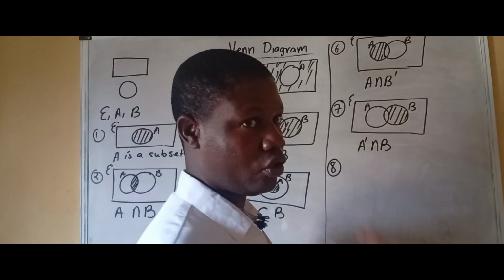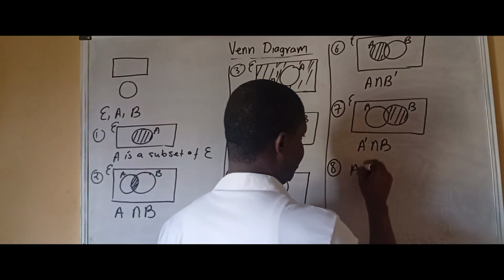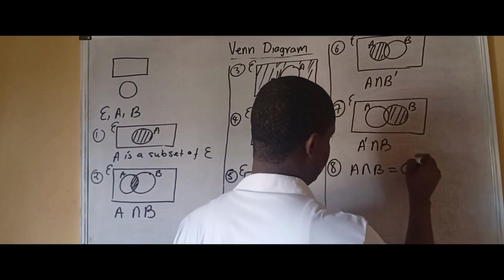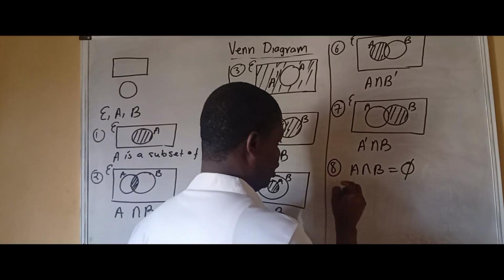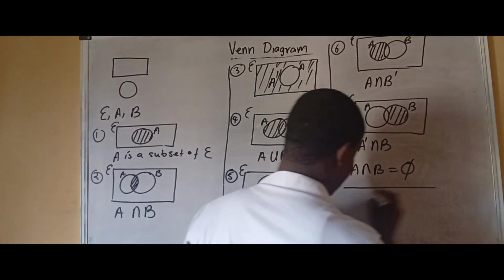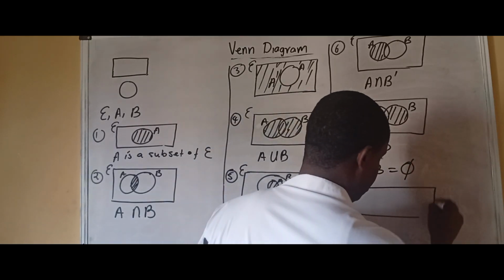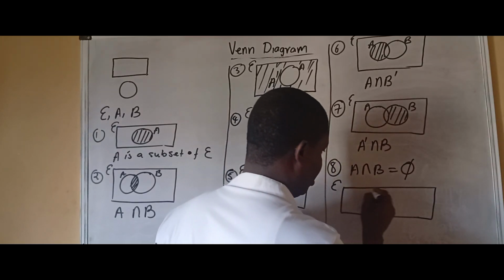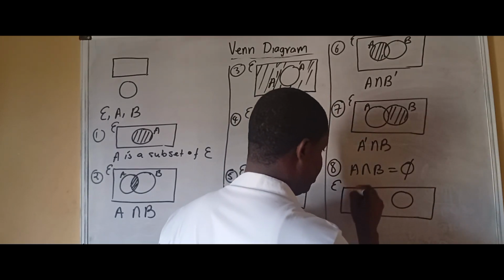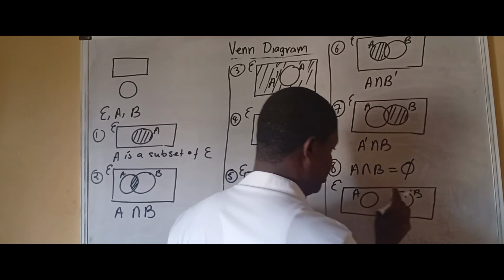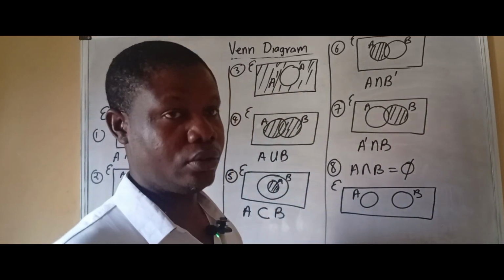The eighth one we want to look at is if A and B are disjoint sets, that means they have no element in common. That means that A intersection B is equal to the empty set. How do you show that using a Venn diagram? We're going to have our universal set, we'll have set A, we'll have set B. Since they have no element in common, they will not have any intersection, okay?